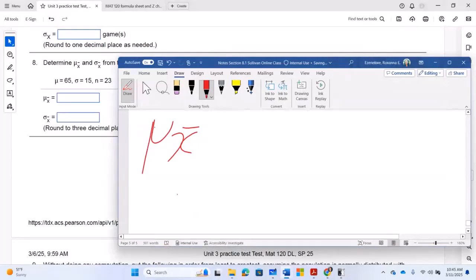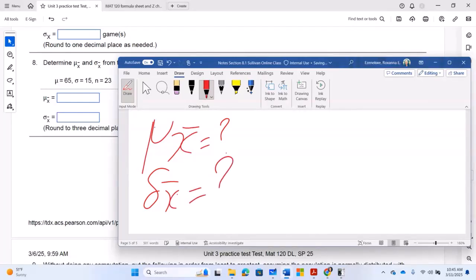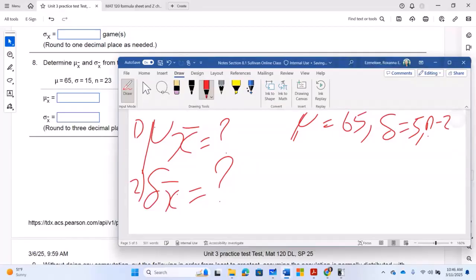Okay, so mu x bar is what I am asked to find. I am also told to find the standard error. Standard error is the standard deviation of central limit theorem. But what am I given? This is question number 1, this is question number 2. I am given that the mean of the original data is 65. I am also given that the standard deviation of the original data is 5. And I am given that the sample size is 23.